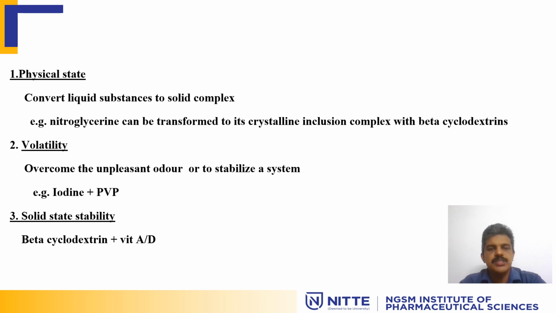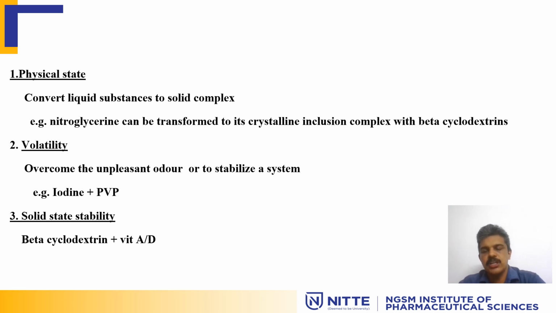So first one, physical state. You know that matter exists mainly in three forms: solid, liquid and gaseous. These are the three main physical states. Complexes can convert liquid substances into solid complexes. We know that we can easily convert solid into liquid, but this is the reverse transformation. Nitroglycerin can be transformed into its crystalline inclusion complexes by forming complexes with beta cyclodextrins.